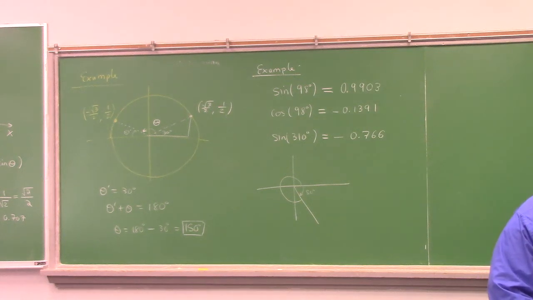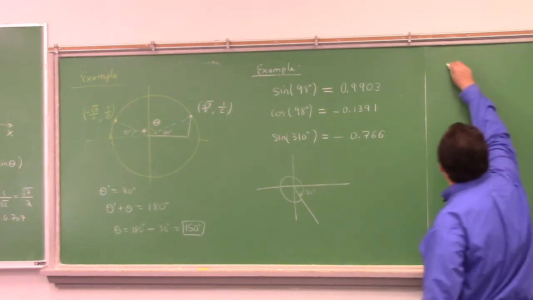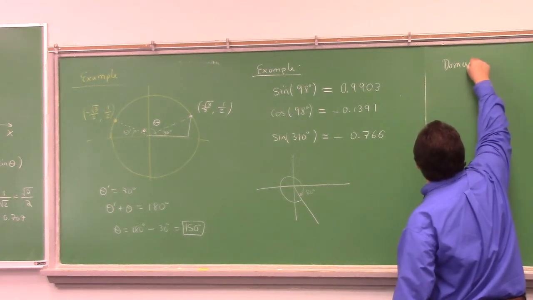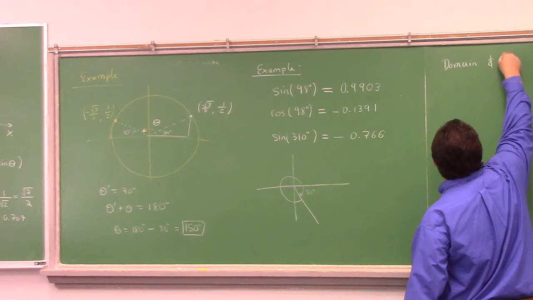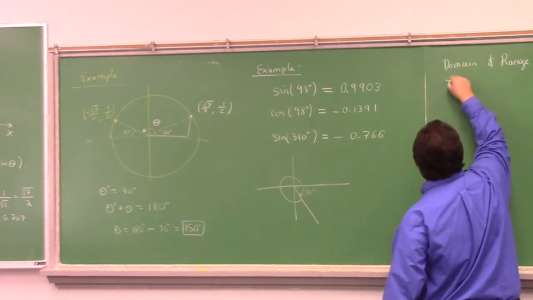You said sine, cosine got a domain and a range? Yeah, what would domain and range? It wouldn't be infinity?